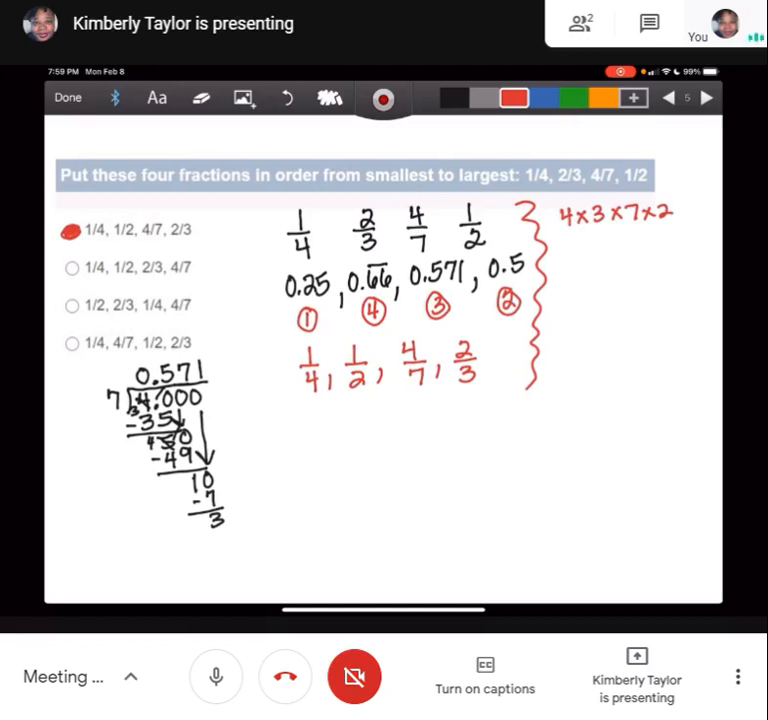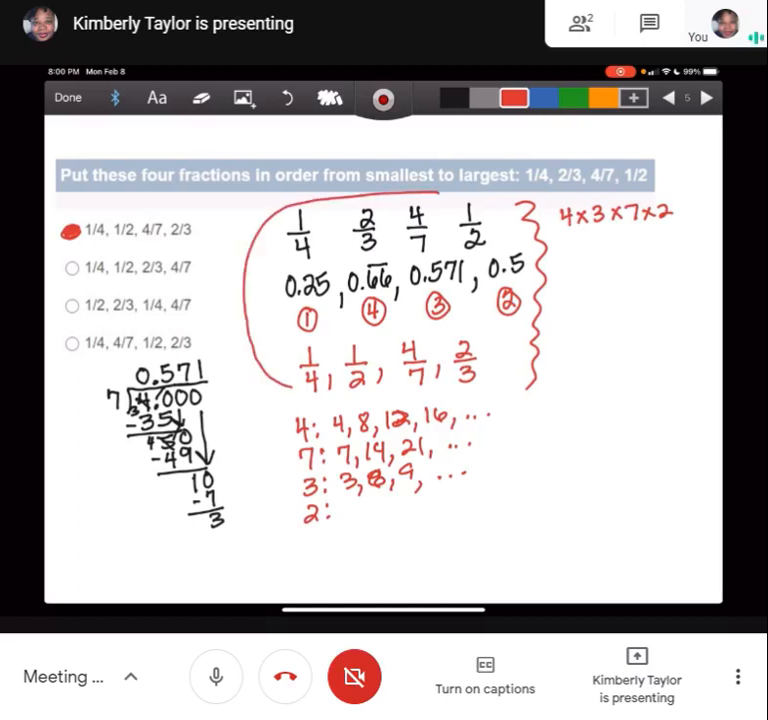or you could do it like this. You could do multiples of 4, multiples of 7, multiples of 3, multiples of 2, and you could write it all out. So you could have 4, 8, 12, 16, and so on. You can do this. That's going to be too long for me. I ain't got time for that. But you could do this if you want to find a common denominator, but I'm not trying to do that, so I will just stick to this first way. It's worth learning. Okay, let's go to the next question.